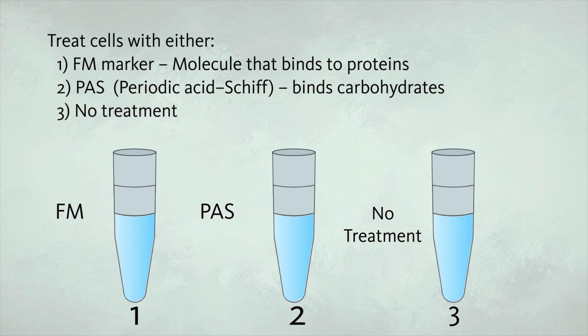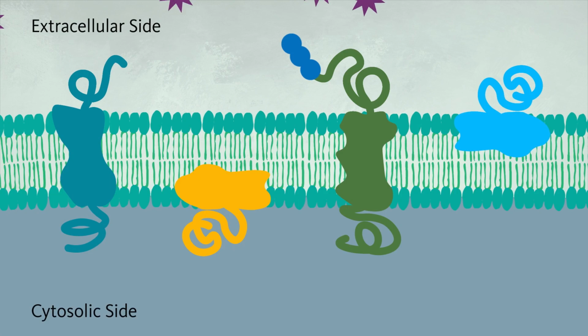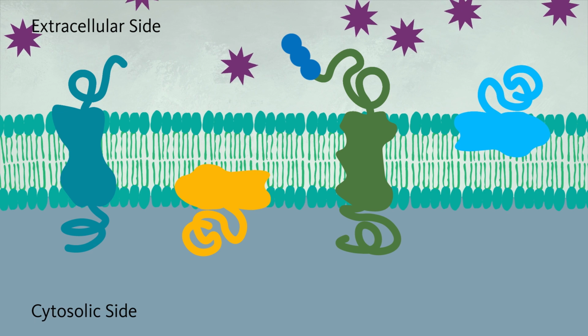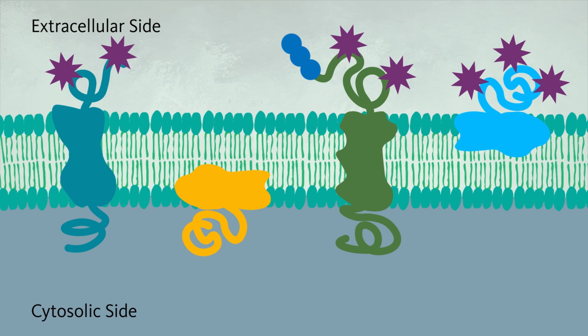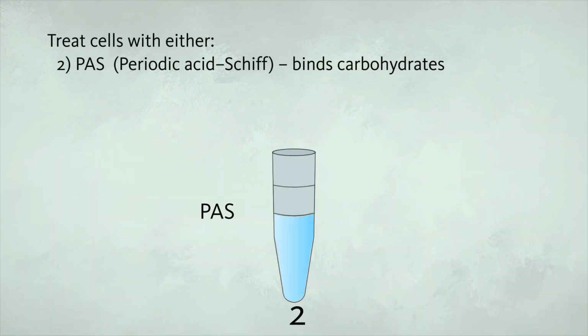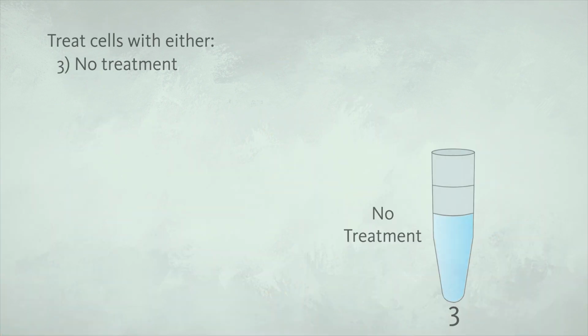In one of the treatments, a compound called FM is added. When this FM reagent is added to the cells, any part of the protein with a portion on the extracellular side will have the FM attached, since it's only able to access the outside of the intact cells. In a separate set of cells, a compound called PAS was added. When the PAS reagent is added to the cells, it recognizes any protein that has a carbohydrate or sugar group on the outside of cells. For the last treatment, nothing is added. This serves as a control to make sure all our proteins are isolated properly in the following steps.